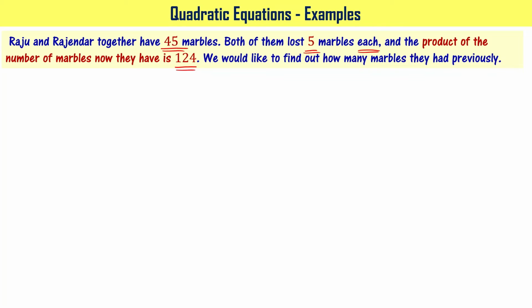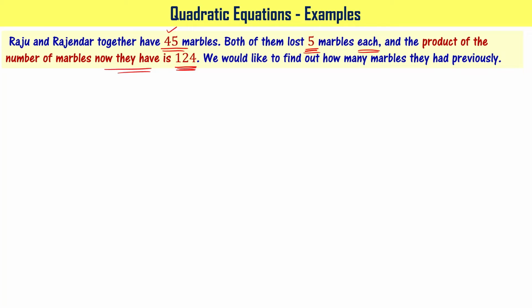Initially, both of them together were having 45 marbles. Later, Raju lost 5 marbles and Rajendra also lost 5 marbles, right? Then, if you take the product of the number of marbles they have, that is going to be 124. We would like to find out how many marbles they had previously. If you want to solve this problem, you can convert this problem statement into a quadratic equation. Once you have the quadratic equation, you solve it so that you get the number of marbles Raju and Rajendra initially had.